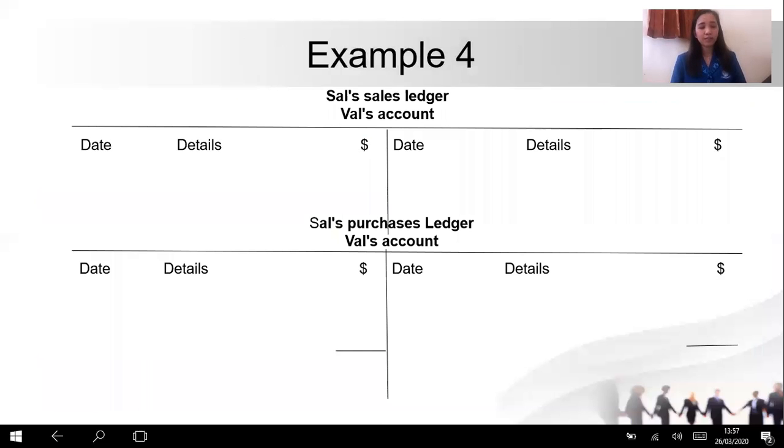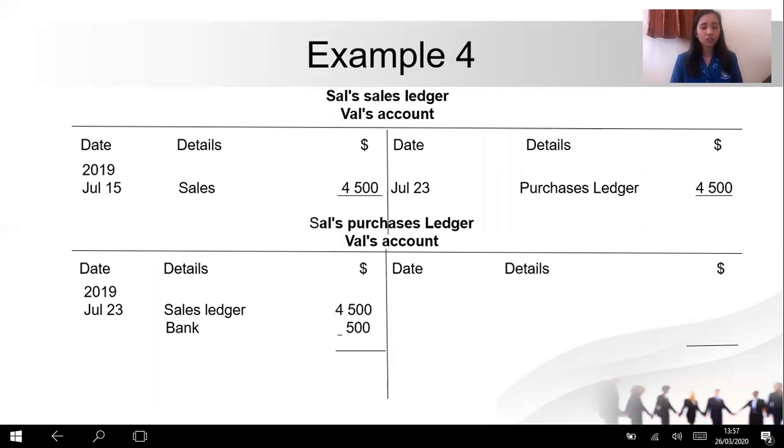So here, in example 4, we have the sales ledger and the purchase ledger, both of them. In the sales ledger, on July 15, trade receivables decrease by 4,500, on the credit side. For the purchase ledger, on the debit side, we put sales ledger 4,500 and then 500, and the purchase on July 15 is about 5,000. So basically the total is the same.